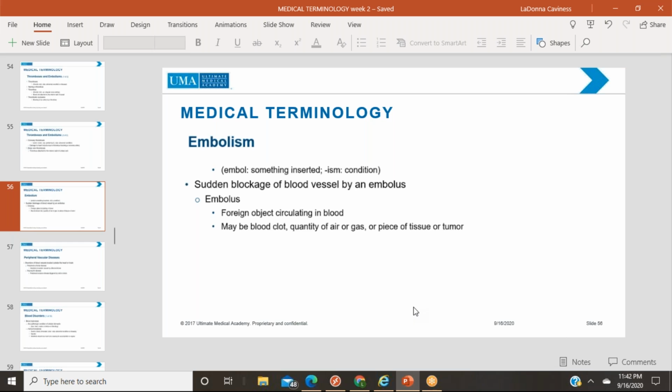Embolism. Embol, something inserted. Ism refers to condition. Sudden blockage of blood vessels by embolism. Embolus, foreign object circulating in the body, may be blood clot, quantity of air or gas, or piece of tissue or tumor.